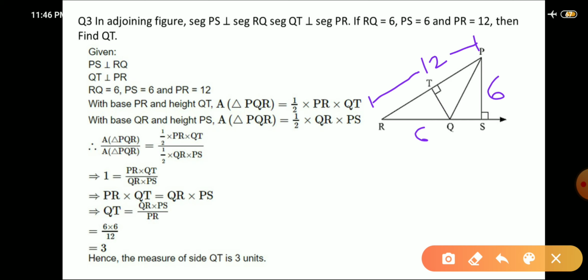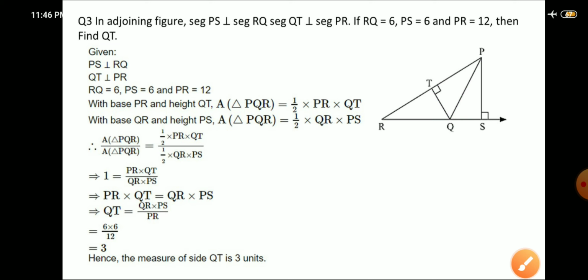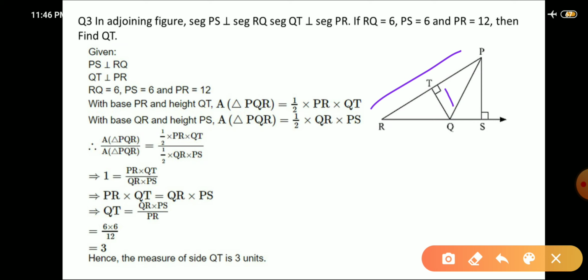Here we consider the triangle PQR, with base PR and height QT. PR is the base of the triangle and QT is the height. Then we can say that the area of triangle PQR is half into base into height. Therefore, the area of triangle PQR with base PR and height QT is half into PR into QT.